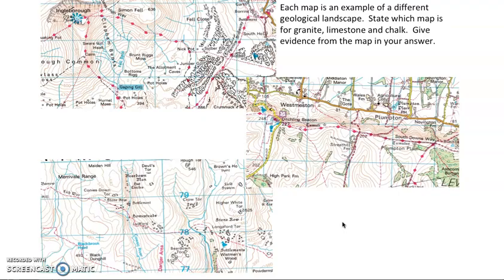So let's see if you've guessed right. So this one here, this would be a chalk and clay landscape, the chalk being the highland, the scarp slope leading down to the clay. And notice how these streams kind of appear at the base of the chalk. This would be the granite landscape with the tors, the highland and the steep slopes.